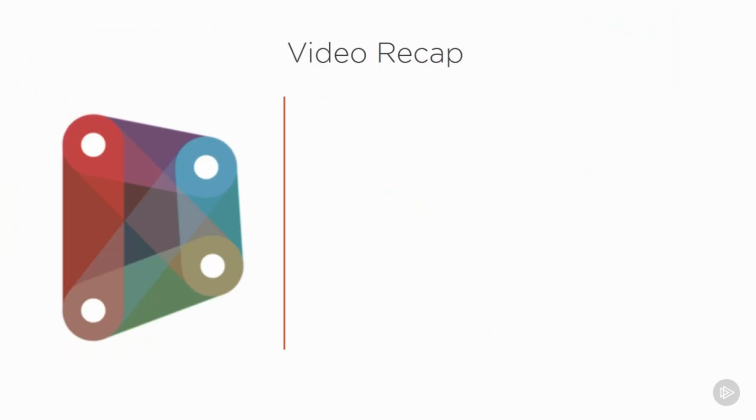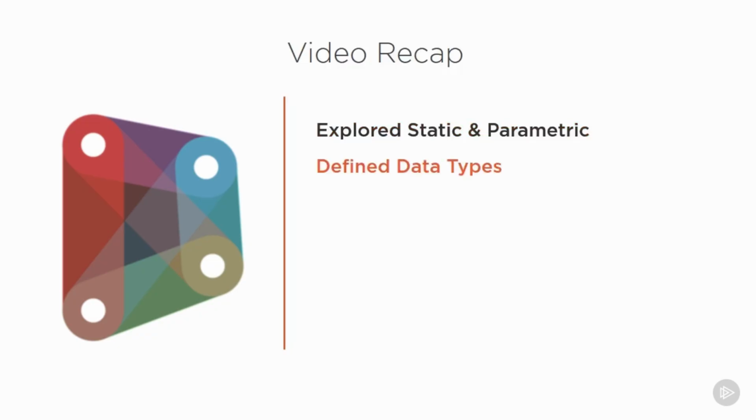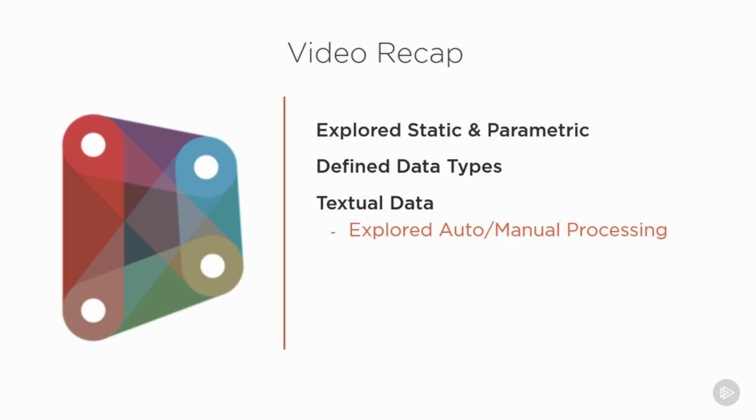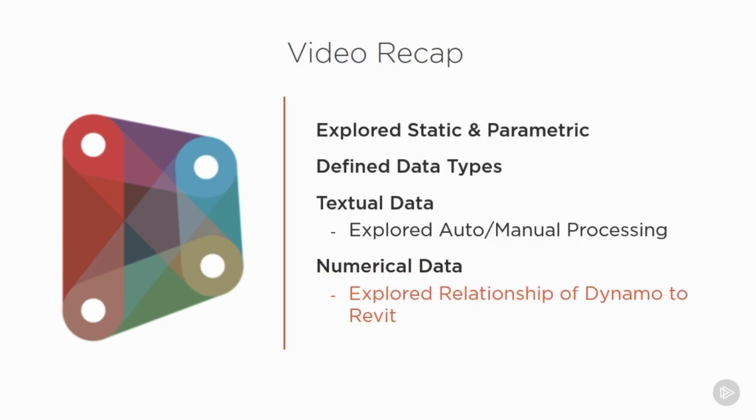In this video, we've explored the differences between static and parametric features of Revit and Dynamo. We've looked at the different types of information that Dynamo can read from the Revit environment. We've explored textual data input via a concatenation. That also provided us knowledge in what the difference is between automatic and manual data processing. And we've explored the relationship between geometry that's generated in Dynamo and geometry that lives in Revit using numerical data inputs.